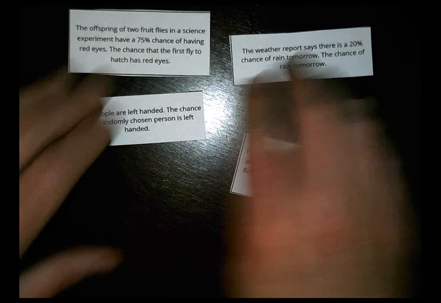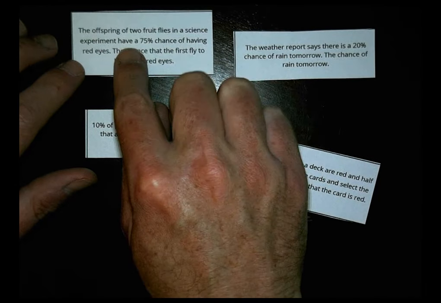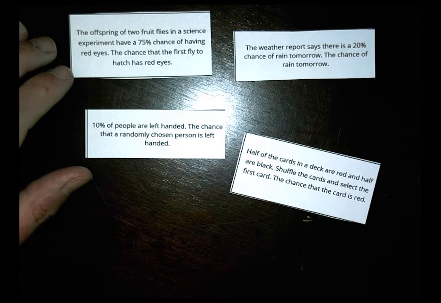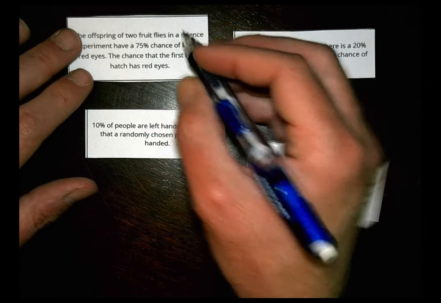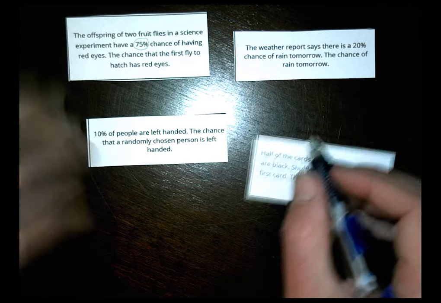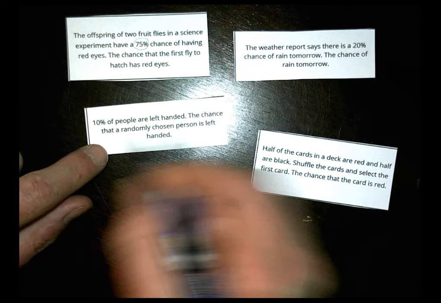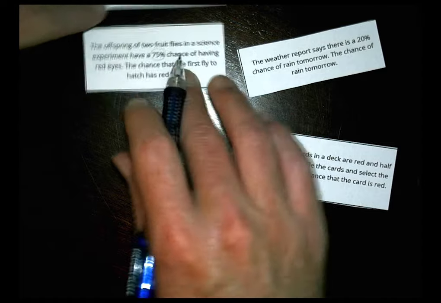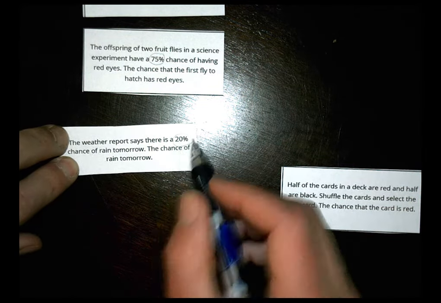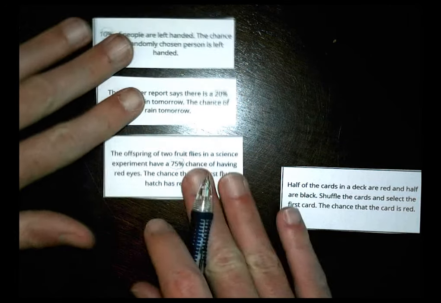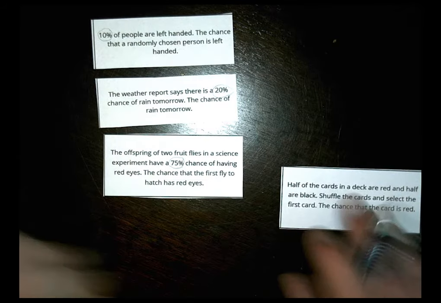It says the offspring of 2 fruit flies in a science experiment have a 75% chance of having red eyes. The chance the first fly to hatch has red eyes. That's 75% chance, right, of having red eyes. Pretty good. 10% of people are left-handed. The chance that a randomly chosen person is left-handed, well, 10%. So that's a little less there if we put them in order. The weather report says 20% chance of rain, 20%. So we technically would put that there. Now where I live, I'd move it down lower because our weather people are always wrong.